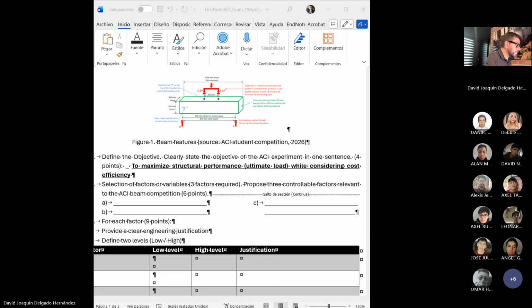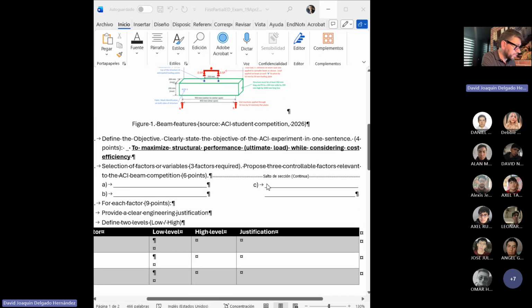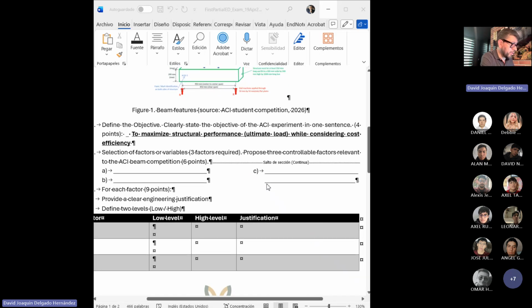Okay, let us now move on to the second question. Okay, the second question said, selection of factors or variables, 3 factors required. Propose 3 controllable factors relevant to the ACI beam competition. And the value of this answer was 6 points. Okay.